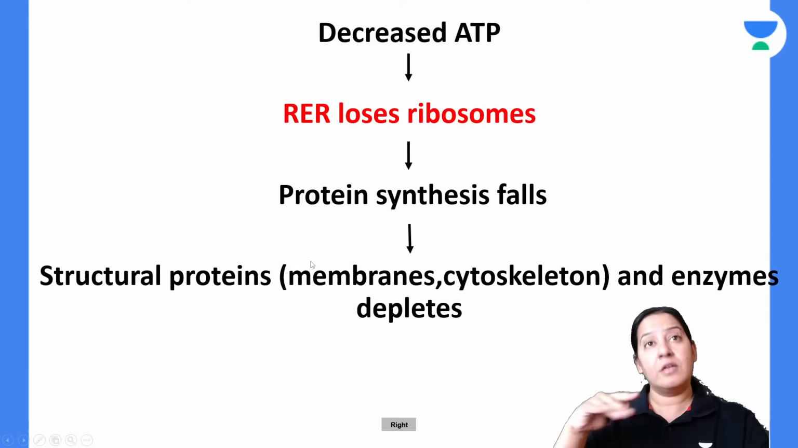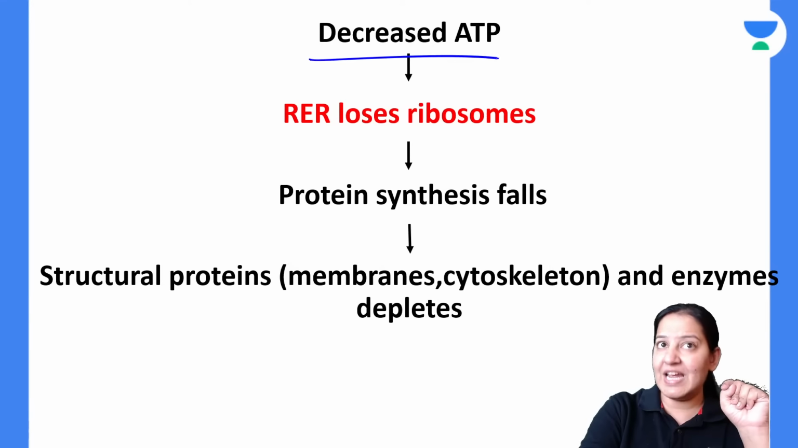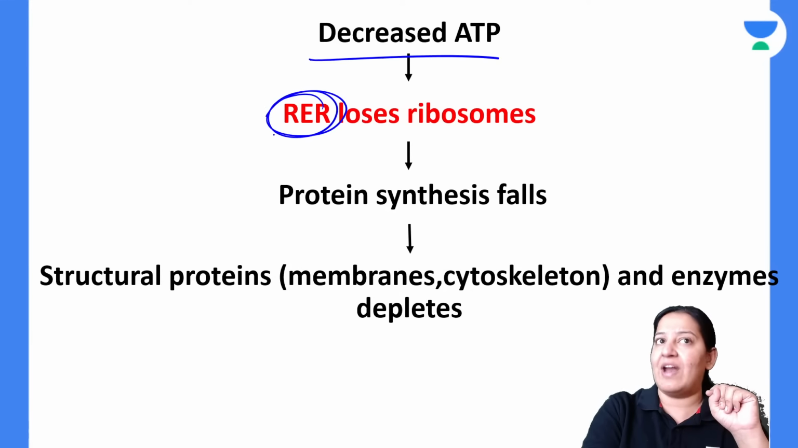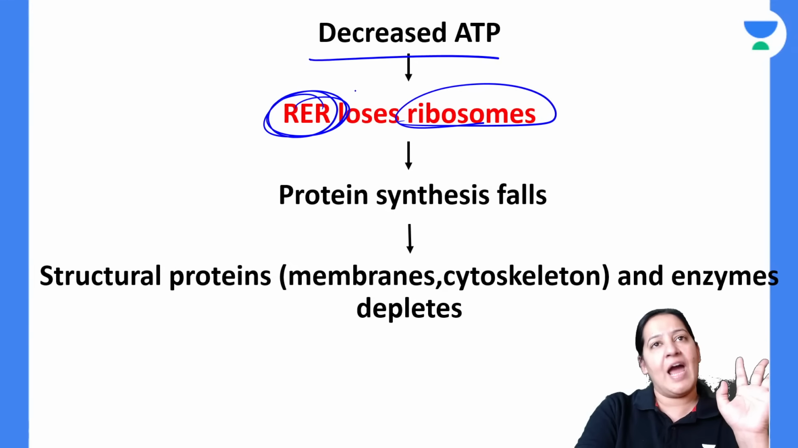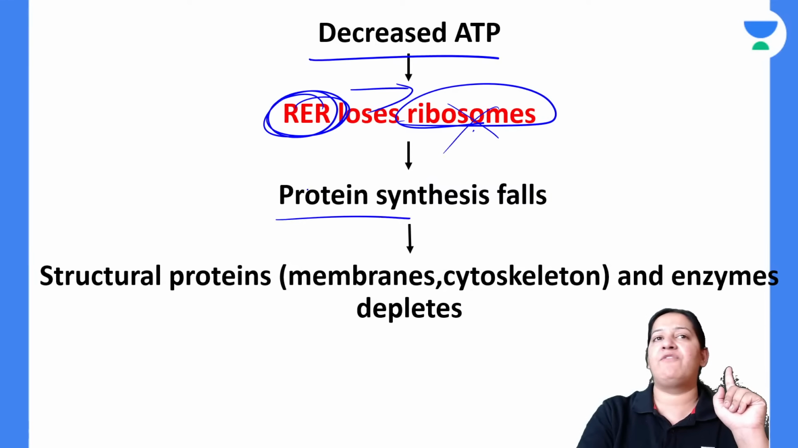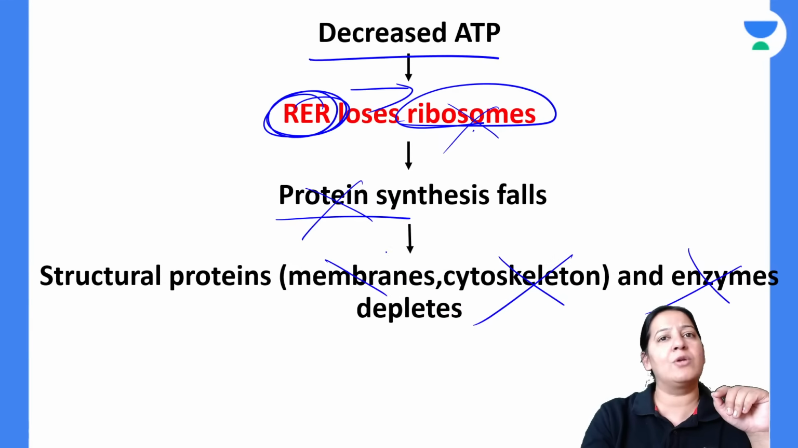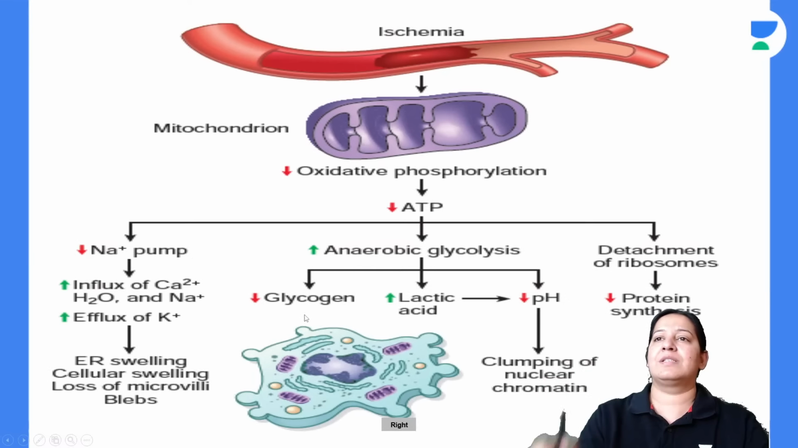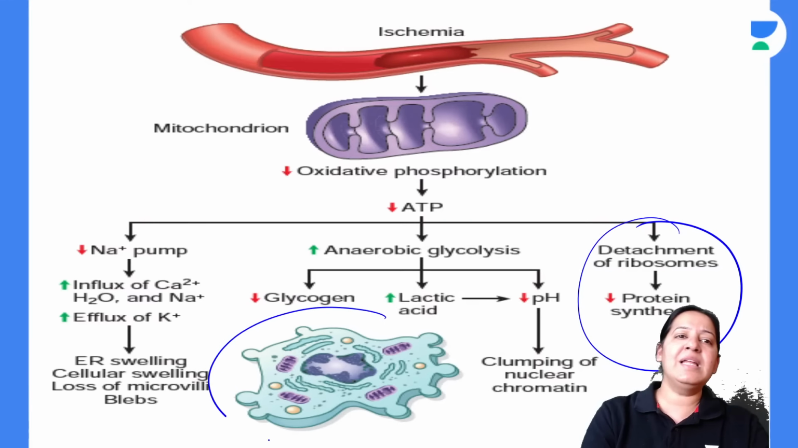That is the second thing. The third and the last thing: because of decreased ATP, the rough endoplasmic reticulum will lose the ribosomes. The ribosomes get detached from it. So if ribosomes are getting detached, there is no protein formation. Since protein formation is absent, there is no enzyme, no cytoskeleton, no cell membrane. Everything will be absent in the cell. So this is the third thing. So ultimately this cell is formed.